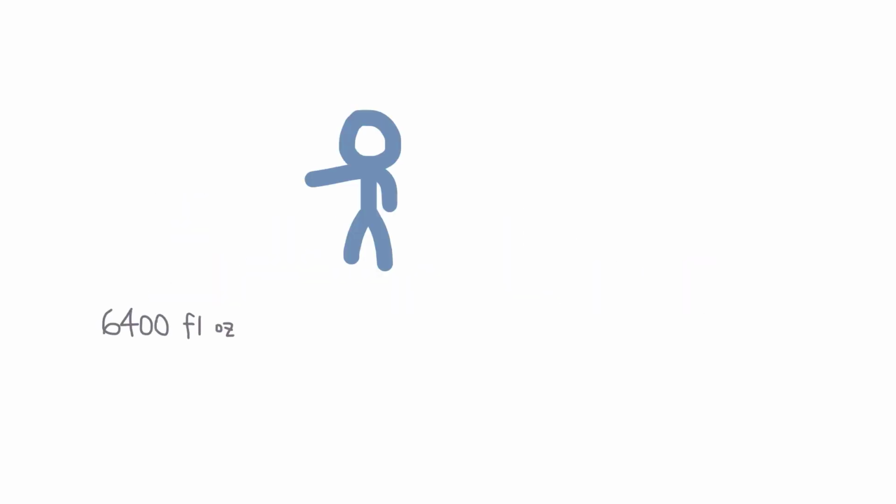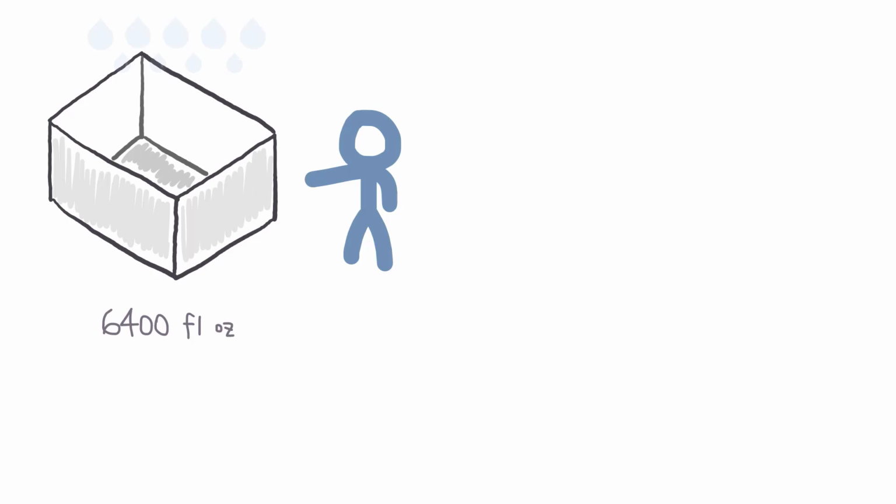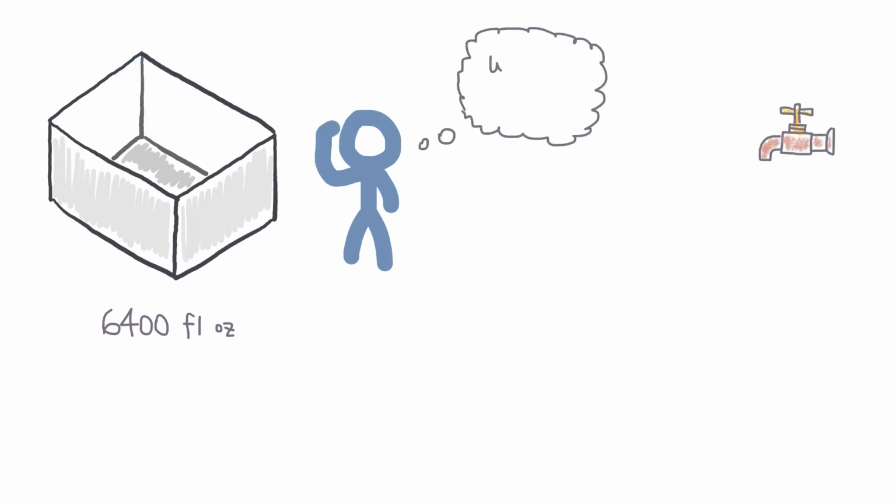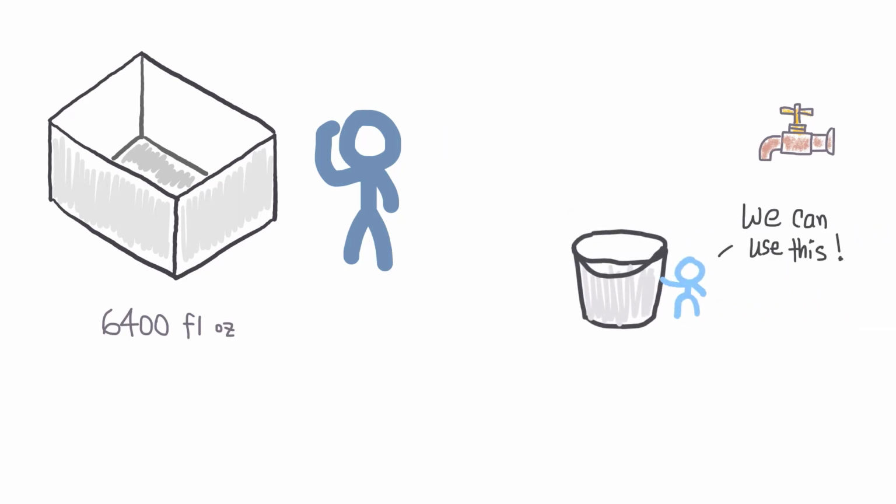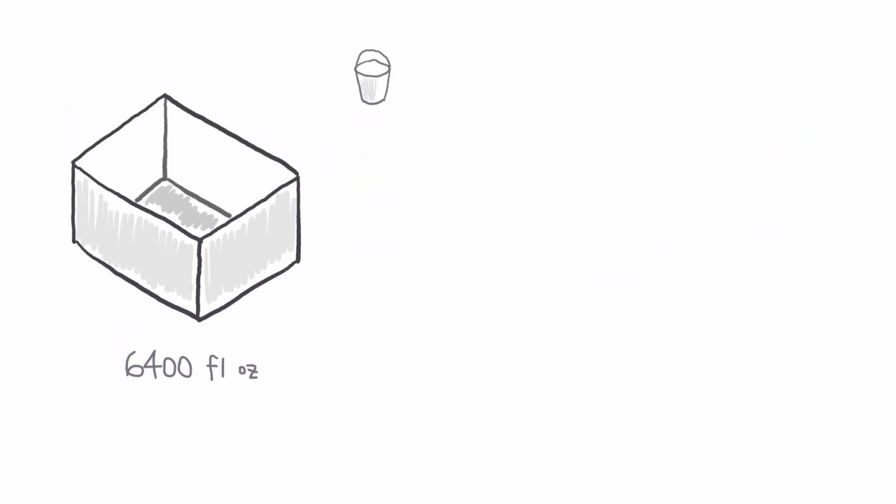We have a 6,400 fluid ounce water tank we want to fill with water, but it's far away from the faucet and the tank is too heavy for us to carry back when there is water in it. So we gotta use a container to bring the water to the tank. If we use a 640 ounce bucket, we need to do it 10 times.